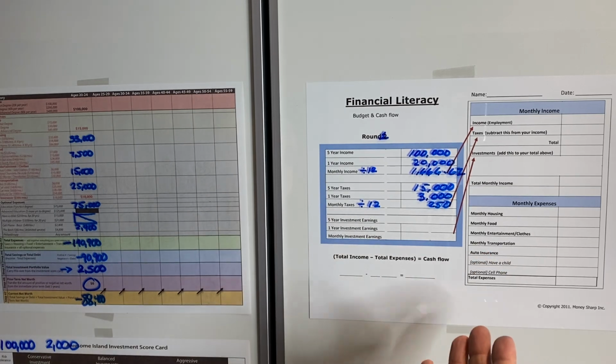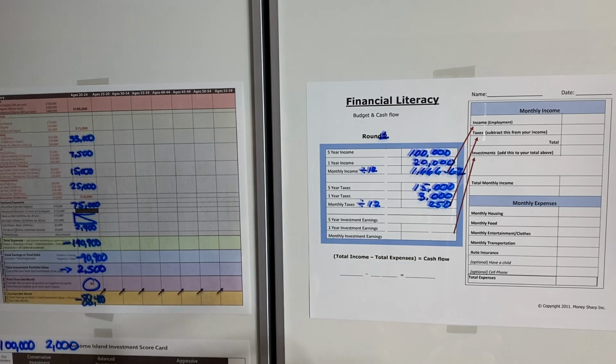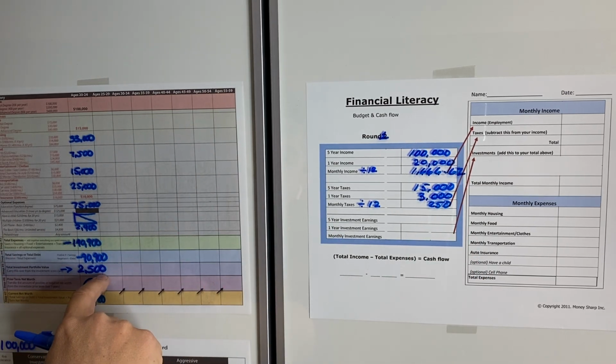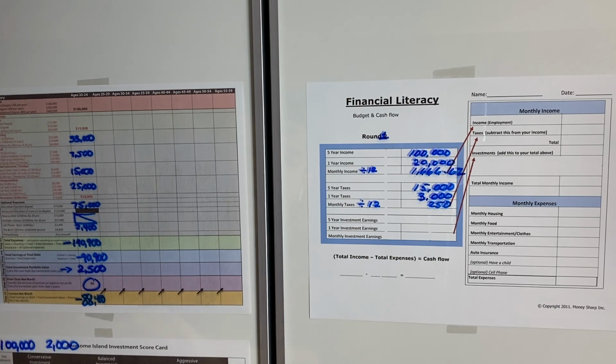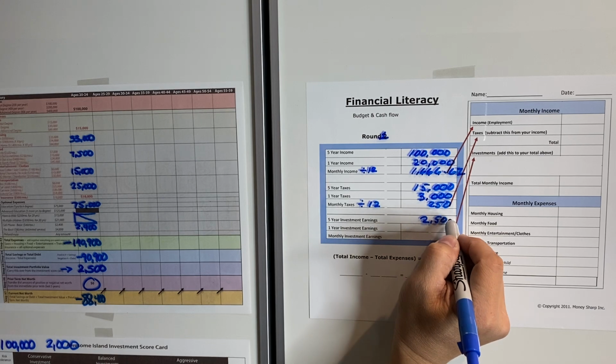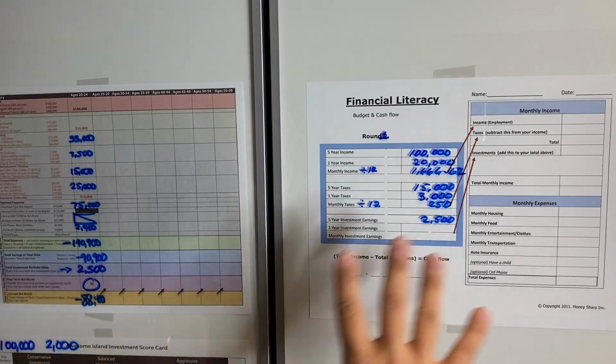Now, I want your 5-year investment earnings. Where do we find our investment earnings? Remember that scorecard where we invested that money and we spun the wheel and your stocks went up or they went down? We recorded that 5-year number on your 5-year budget sheet. That number is 2,500. So our 5-year number is 2,500.